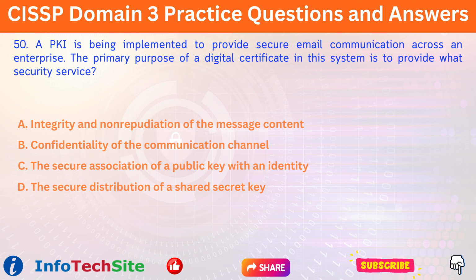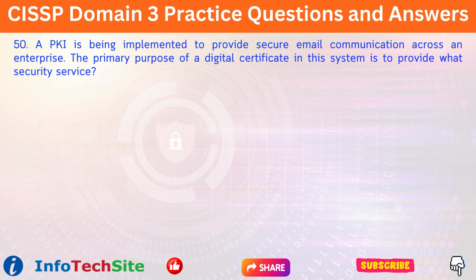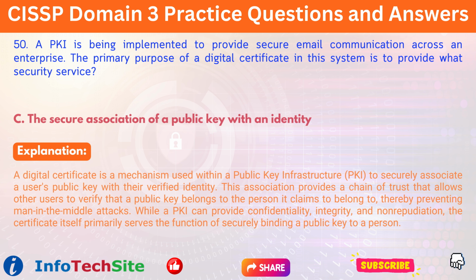50. A PKI is being implemented to provide secure email communication across an enterprise. The primary purpose of a digital certificate in this system is to provide what security service? A. Integrity and non-repudiation of the message content. B. Confidentiality of the communication channel. C. The secure association of a public key with an identity. D. The secure distribution of a shared secret key. The correct answer is C.